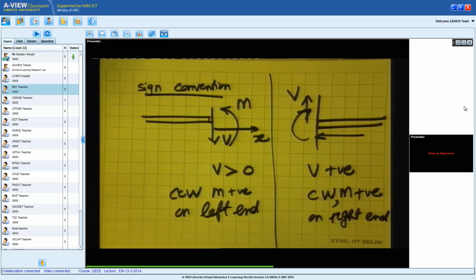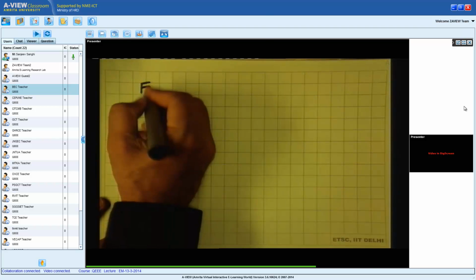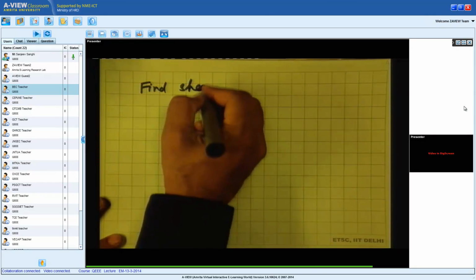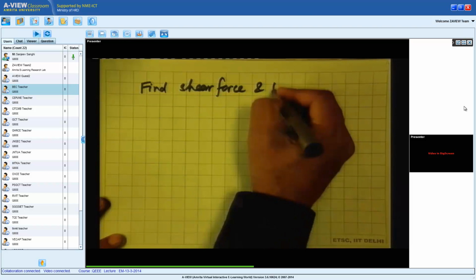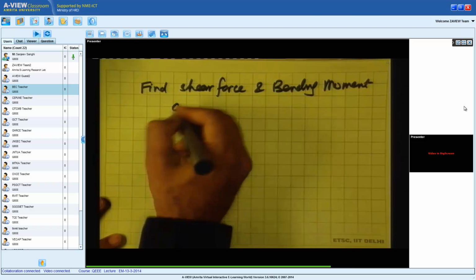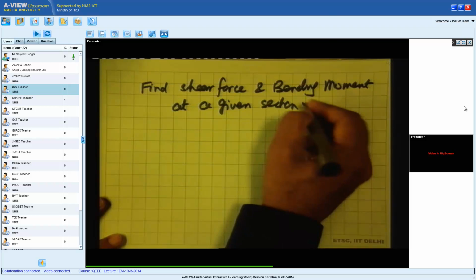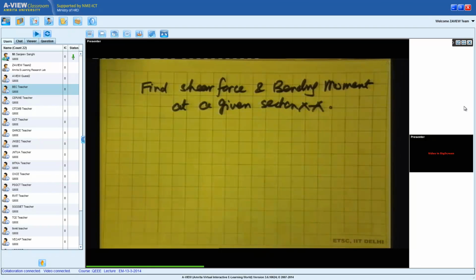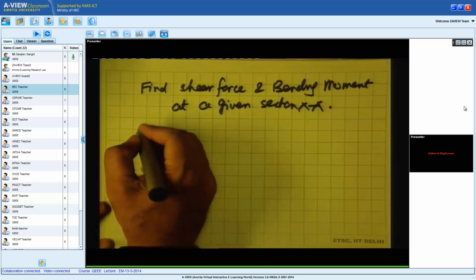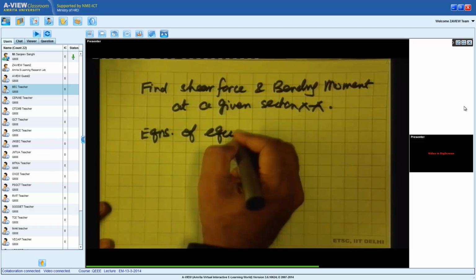Next then we said that we will be talking of shear force and bending moment diagrams. Now the basic question comes, how do we find shear force and bending moment? First we will talk at a given section XX. And the answer to that is very clear. We do it by equations of equilibrium.